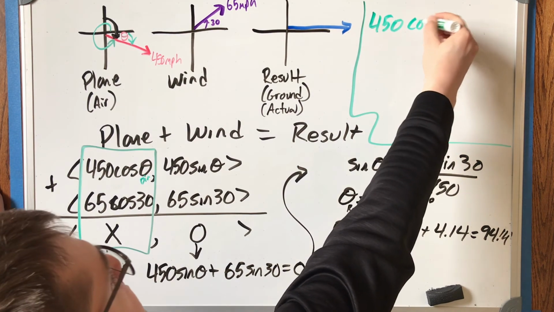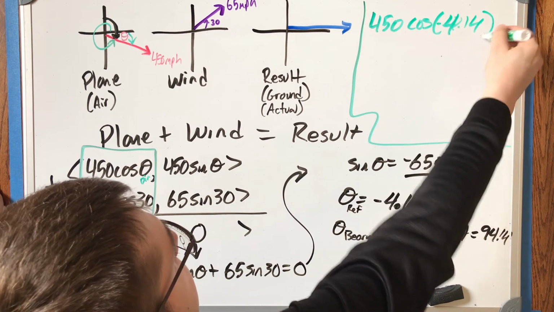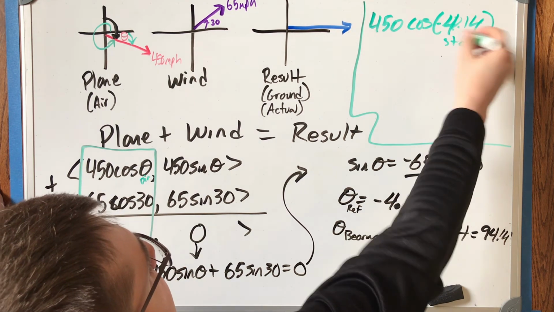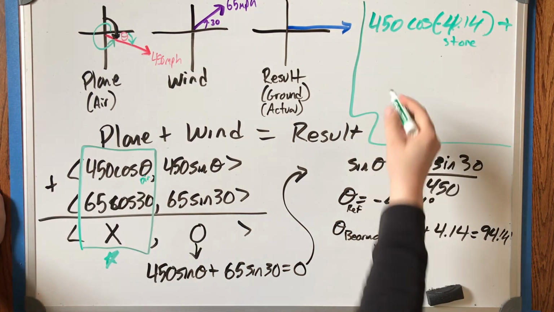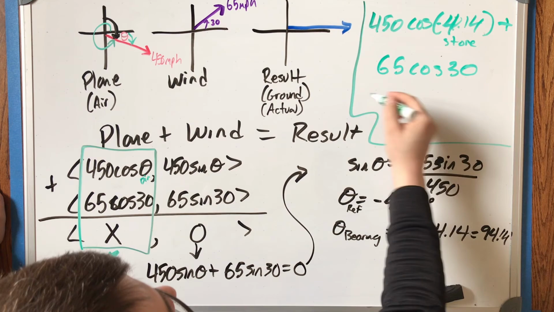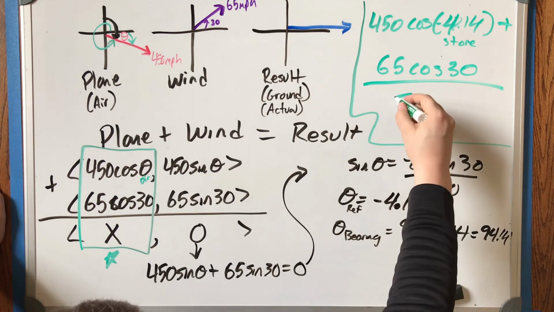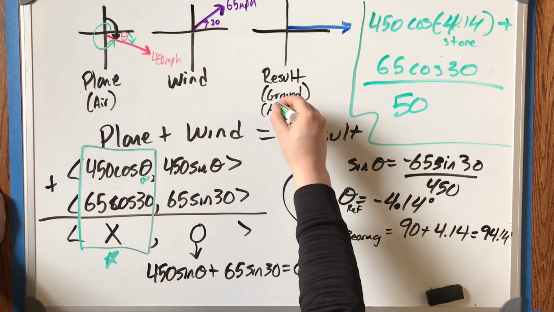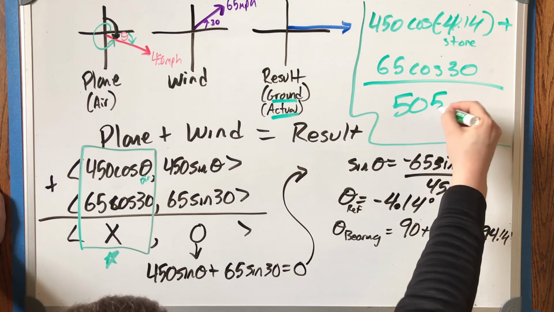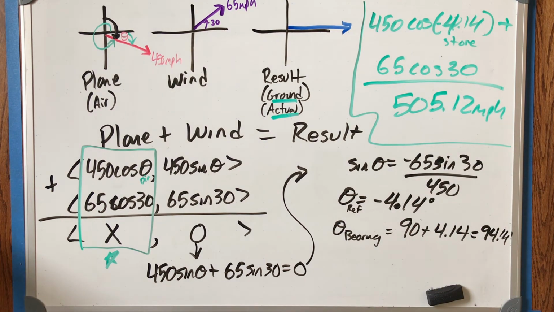So 450 cosine of that negative 4.14, that's a 4 and it's negative. And I would have stored this value in my calculator so I'm exact. And then I just add this with the 65 cosine 30. And whatever this equals, when I add these things all together, is the true ground speed or actual speed. So that's going to be 505.12 miles per hour. And that is the harder question.